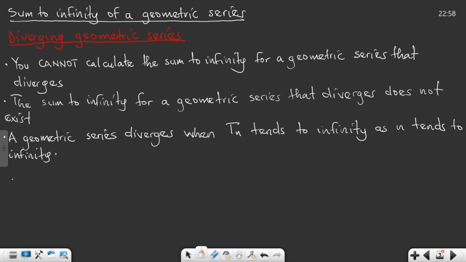Okay, let's see this example. Let's say we have this geometric series.